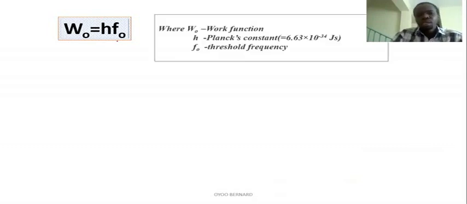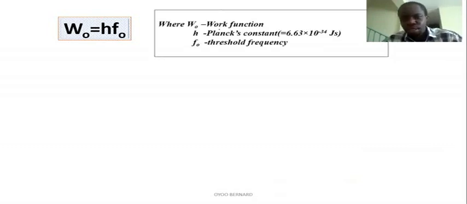Here we have the work function. Then we have h, and we have f naught, which is the frequency. The quantities are described here. Work function, that's W naught. h is Planck's constant, which is approximately 6.63 times 10 raised to negative 34 joule second.